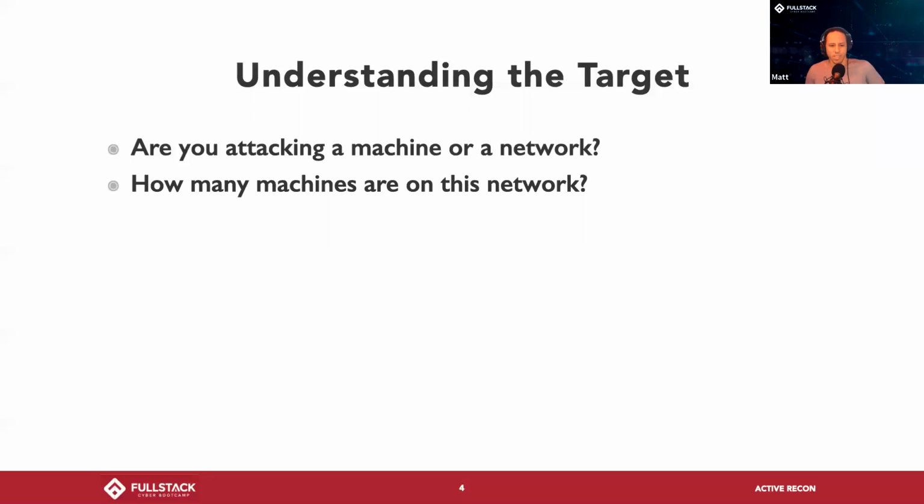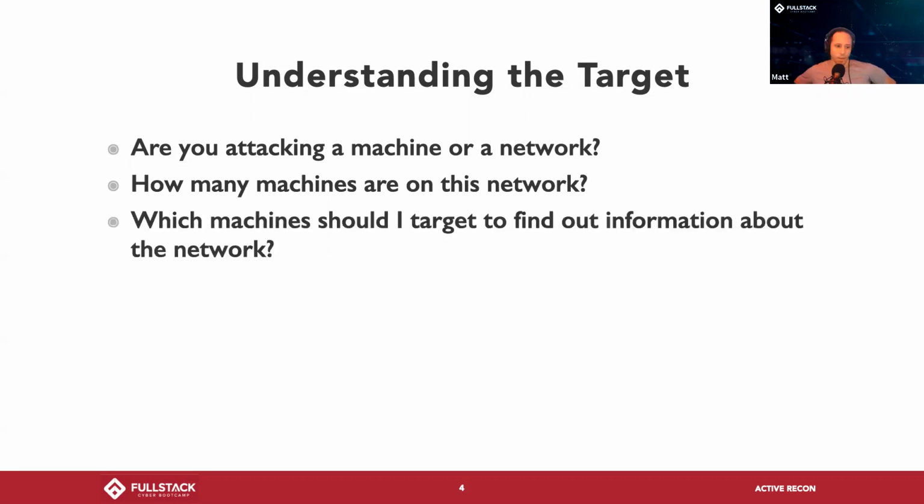We want to know how many machines are on this network, right? We already have the answer on the PWK on the student panel, but how can we confirm this? How can we check if we did not have the answers given right to us? Which machines do I want to target to find out more information about this network? What machine can I ask once I find out who's on the network? Who can I ask for more information? And how do I do that?